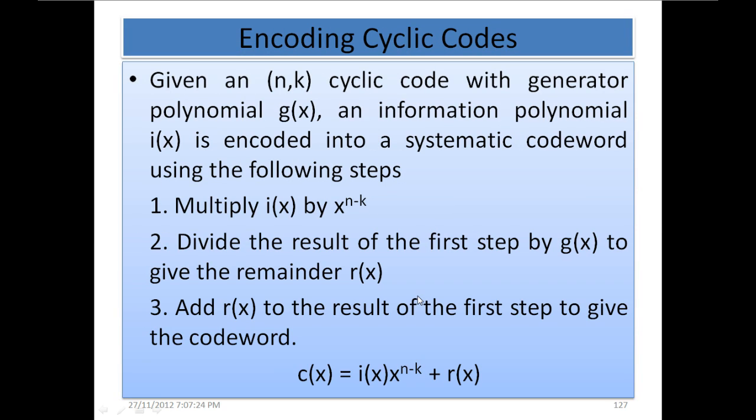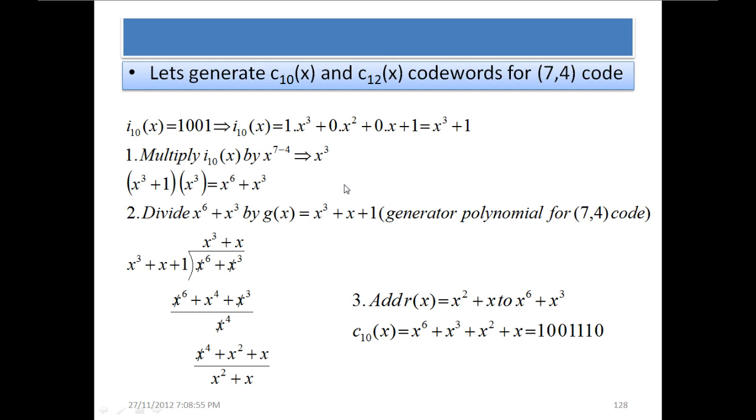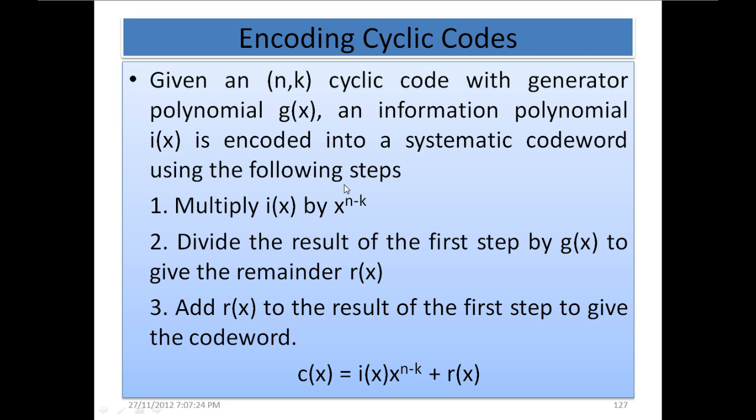Now we have to see how this is used to generate a code word. All these steps are for systematic code words only. For non-systematic code words, we don't need to follow these steps. Given an n,k cyclic code with generator polynomial g of x, an information polynomial I of x is encoded into a systematic code word using the following steps.